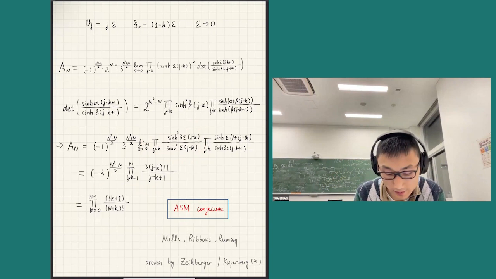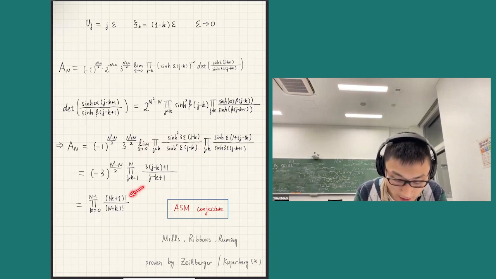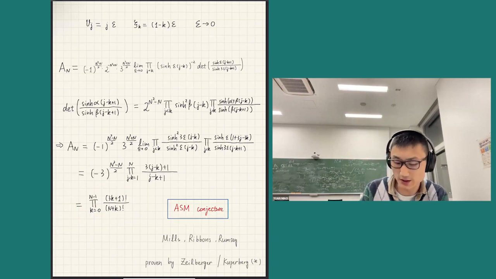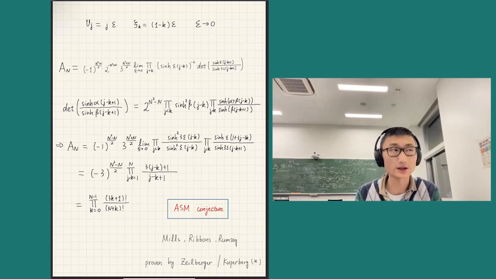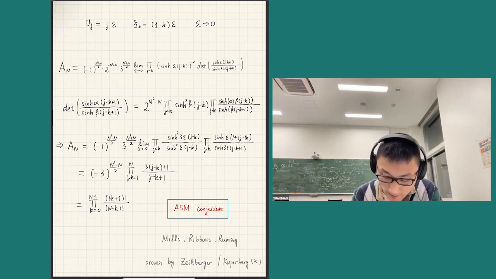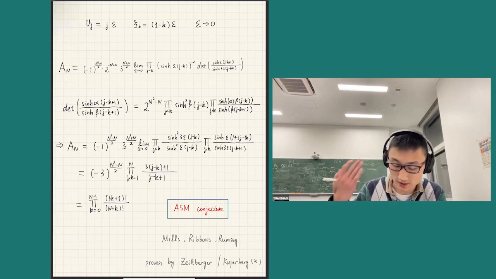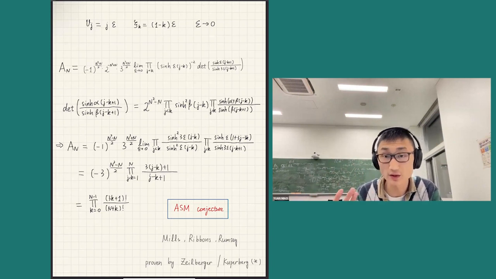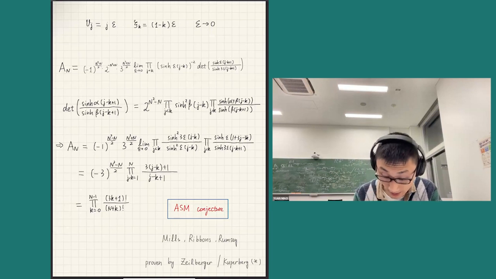And this number, by some rearrangement, can be written as this ratio of factorials. And this is exactly what was written down by Mills, Robbins, and Rumsey in the 80s, where they conjectured the number of alternating sign matrices to be this number. It was proven by Zeilberger in the early 90s, using some complicated mathematical objects, using some partitions of integers in this combinatorial way.